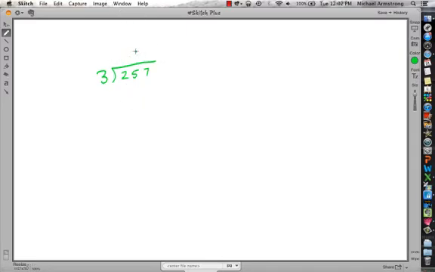3 goes into 25, 25 tens, 8 times. It doesn't go into 200s very well. 200 can't go into 3, but 25 tens can. 8 times 3 is 24. That leaves 1 ten. 5 minus 4 is 1. There's 1 ten left to bring down 7 ones. 3 goes into 17 5 times. 5 times 3 is 15 with a remainder of 2.